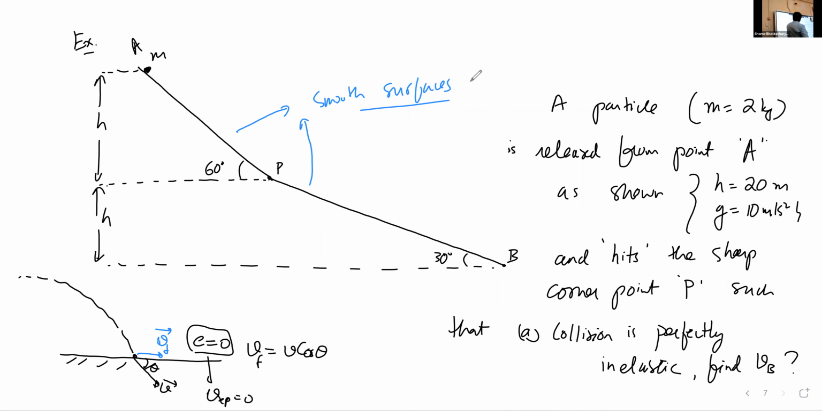So when it's coming and hitting at this corner point, it's hitting with a velocity vector which is like this. So that velocity vector has a normal component that gets absorbed by the impulse, but it has a tangential component and nothing happens to that tangential component. That remains conserved.